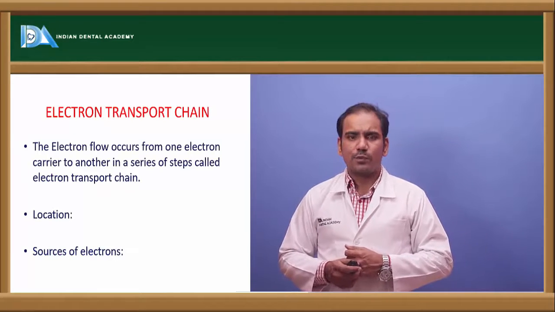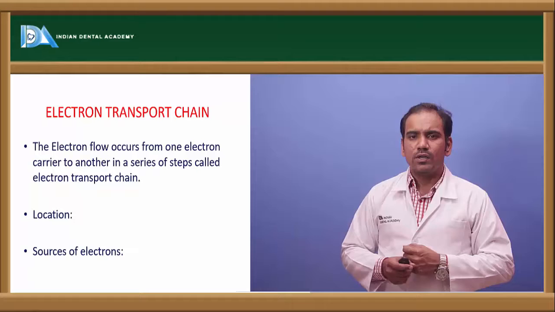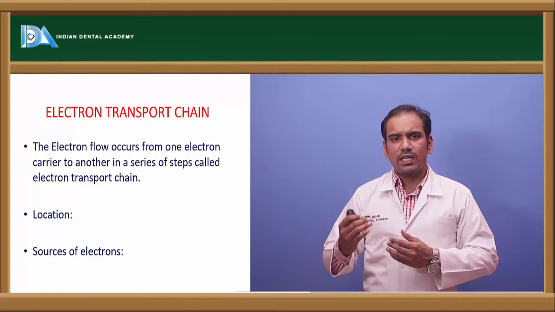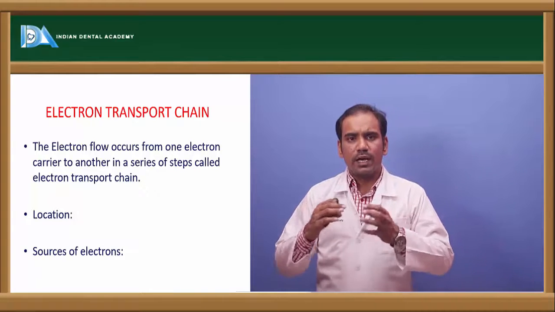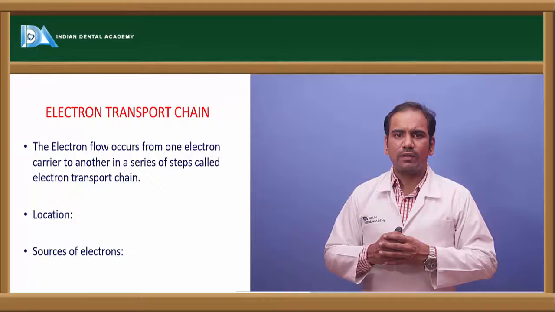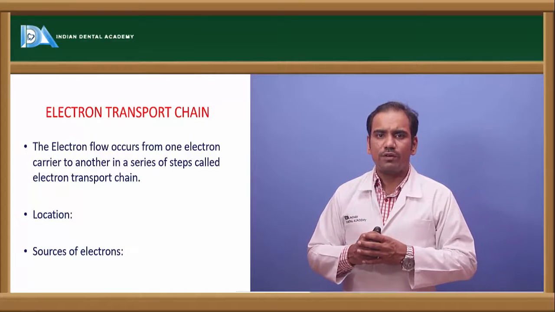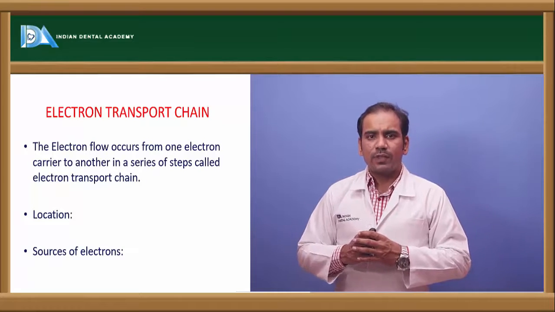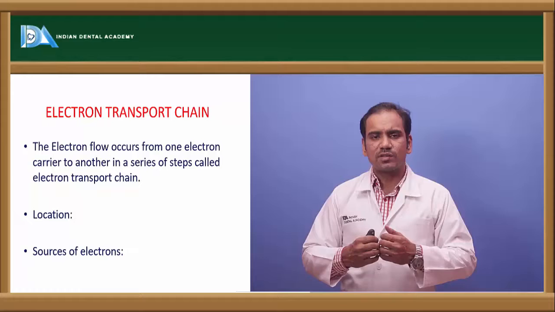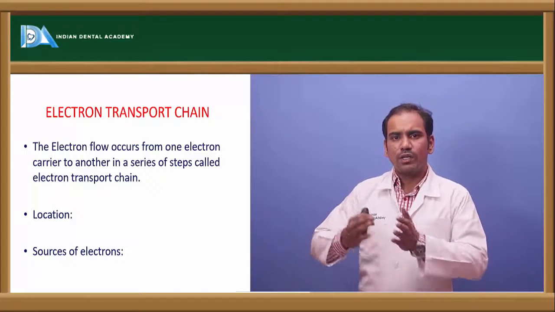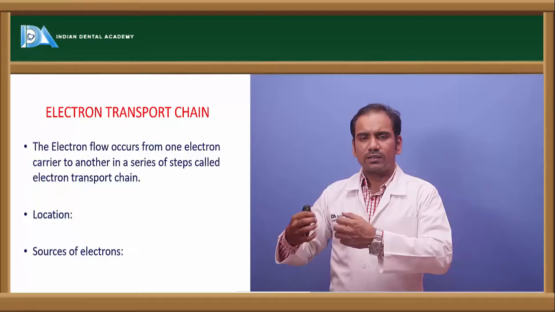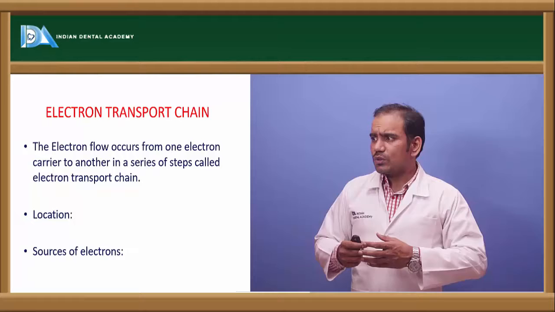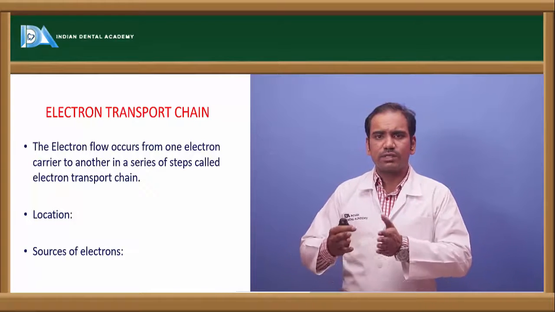Coming to the electron transport chain. What is the electron transport chain? This occurs in the mitochondria. Mitochondria has an outer membrane, inner membrane, intermembrane space, and inside the inner membrane a matrix called the mitochondrial matrix. This inner membrane has the electron carriers, a sequence of electron carriers responsible for the transfer of electrons from one component to another. This sequence of electron carriers is called the electron transport chain.